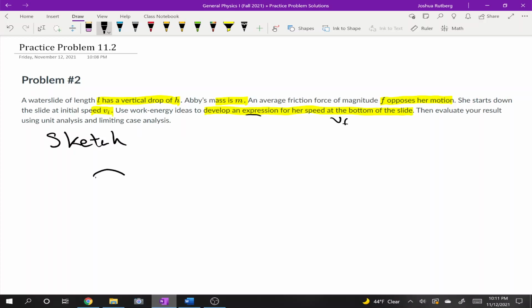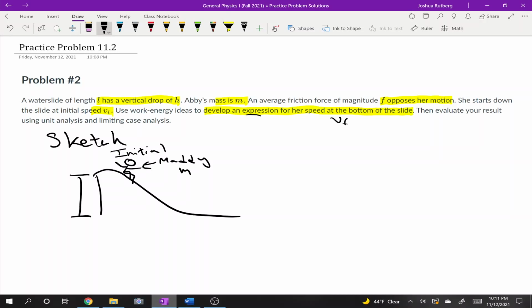So there's my slide. At the beginning, my initial moment, that is not how a person's head connects to their body. There we go. That is Maddie. She has a mass of M. There's a vertical drop of H. Let's just make that perfectly straight to make my life a little bit easier.